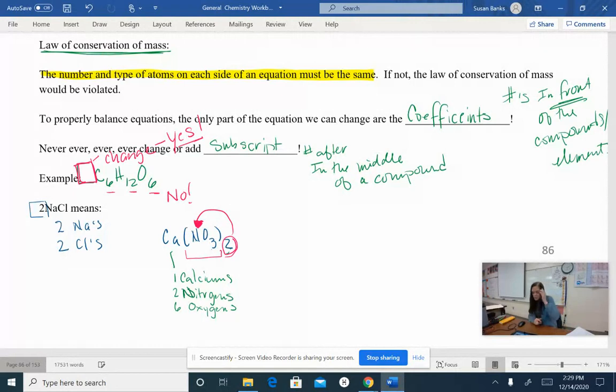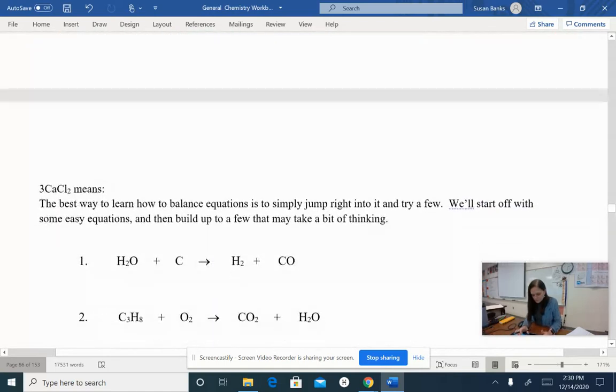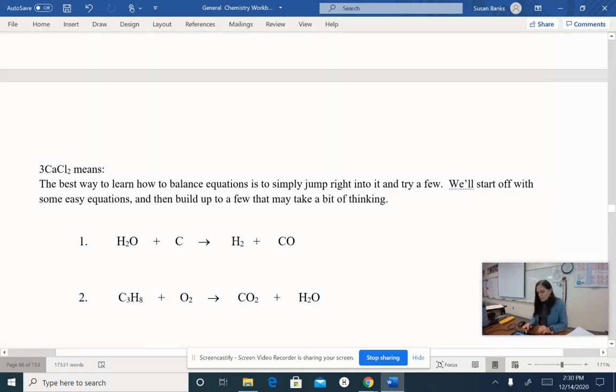Okay, so that is how you read subscripts, that is how you read parentheses, and that is how you read coefficients. Okay, so let's do one where we have both. If I have 3 CaCl2, that means I'm multiplying everything in this whole thing by 3. So I will have 3 calciums, and 3 times 2, that will give me 6 chlorines.